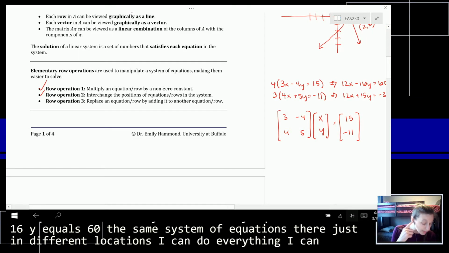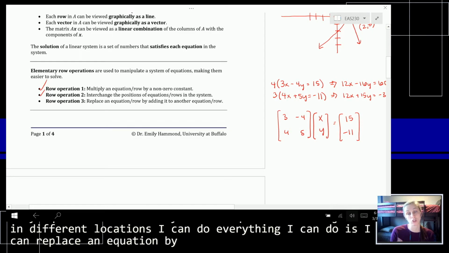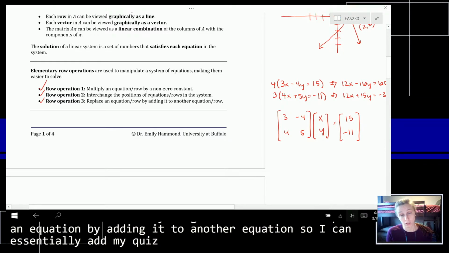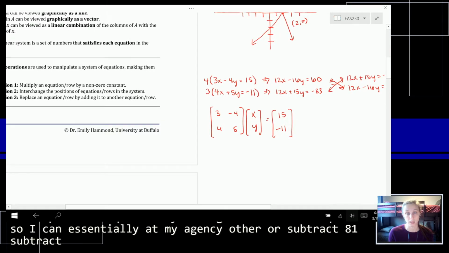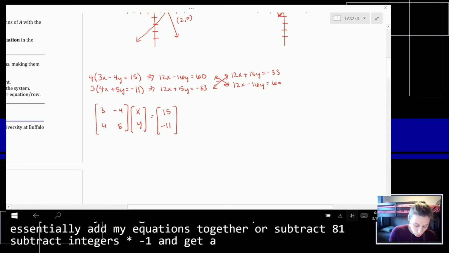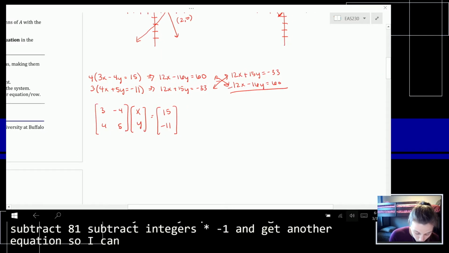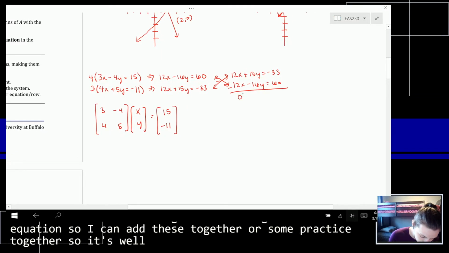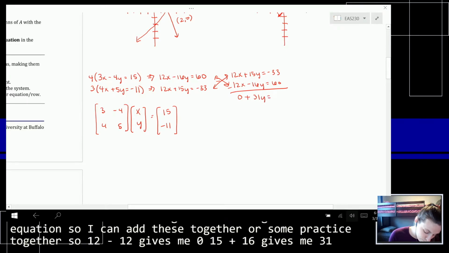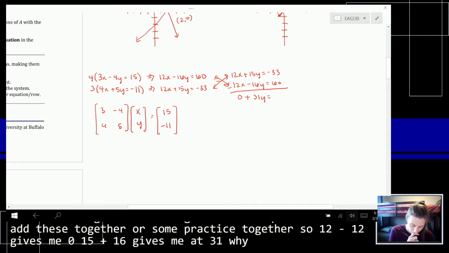Third thing I can do is I can replace an equation by adding it to another equation. So I can essentially add my equations together or subtract, either one. Subtraction is just multiplying by negative 1. And get another equation. So I can add these together or subtract these together. So 12 minus 12 gives me 0. 15 plus 16 gives me 31y. And negative 33 minus 60 gives me negative 93.